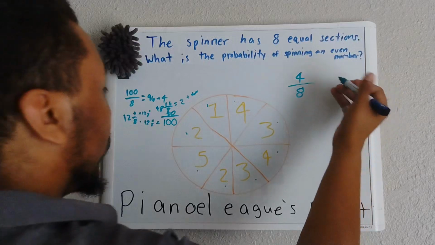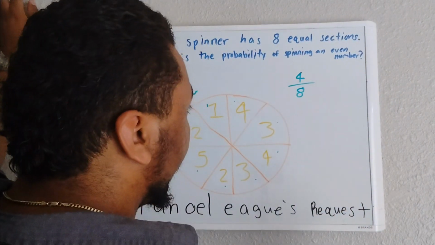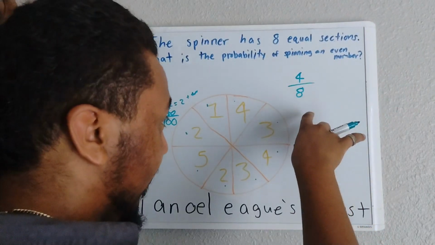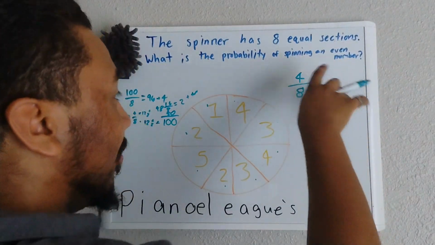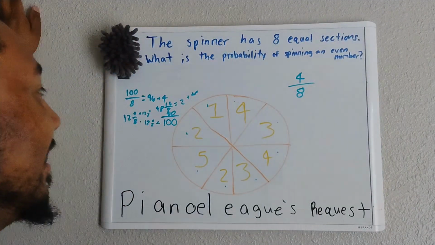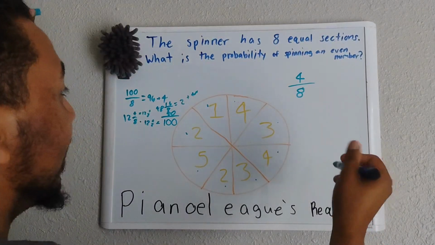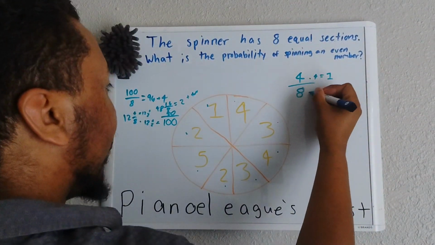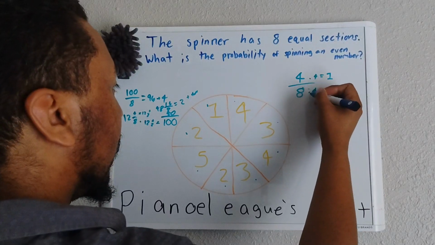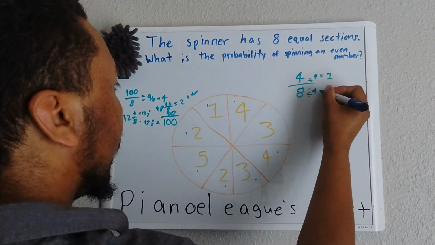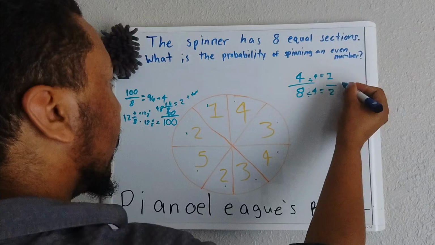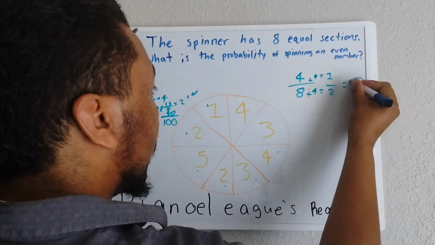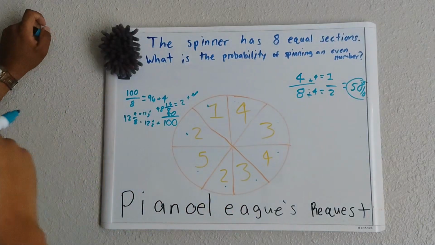4 over 8 equals, if you simplify it, you find out how many times the numerator goes into the denominator. So you try to get it down to 1 to find the simplest fraction, and then you do the percentage. It's a lot. I'll teach y'all even more. But so 4 divided by 4 equals 1. 8 divided by 4 equals 2. And that equals 50%. So there's a 50% chance that you're going to get an even number.